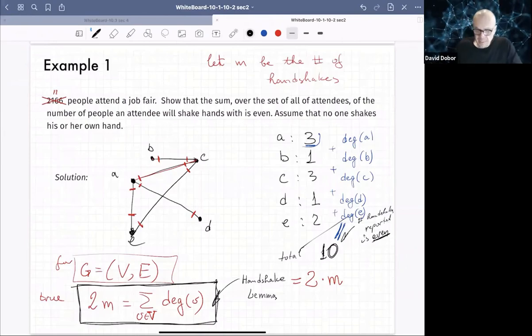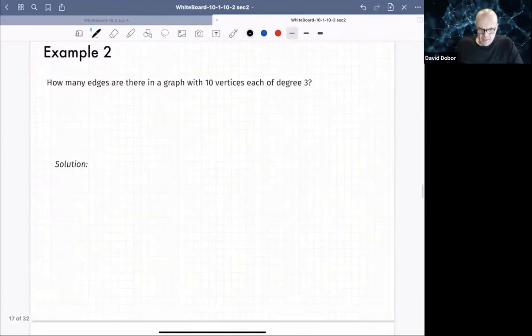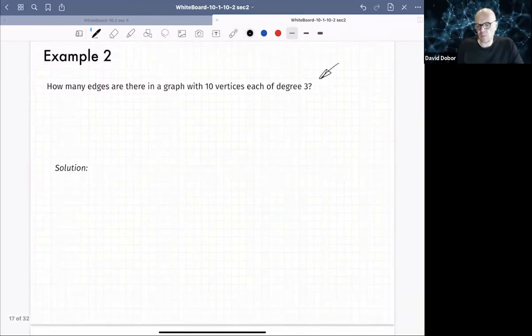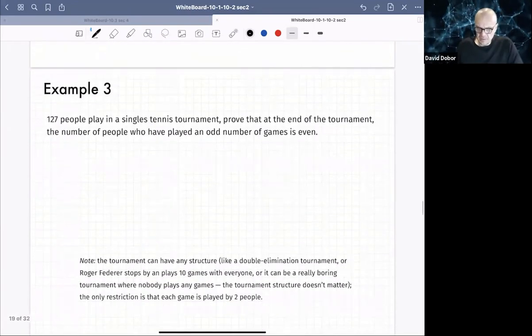Now let's do something interesting with this identity here. Okay, I'll ask you this in a second. This will be very straightforward. Let's start here.